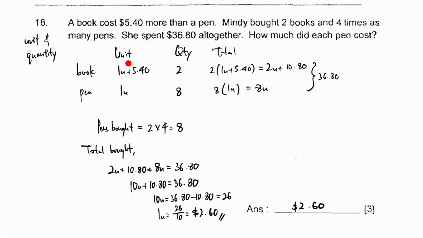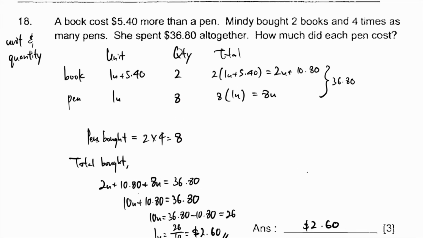Next, Mindy bought 2 books. Okay, so the quantity is basically how many of the items do you buy? In this case, it's 2 actual books and 4 times as many pens. Is it 4 pens? Nope. It's 4 times as many pens. That's 8 pens. So 2 times 4 is 8. The number of pens bought is 8. Well, okay. The total spending was $36.80.